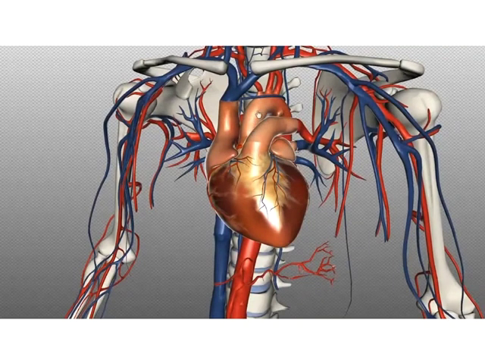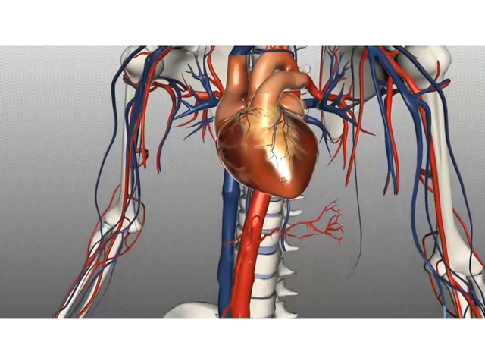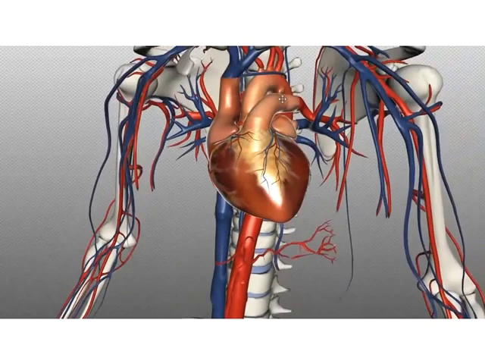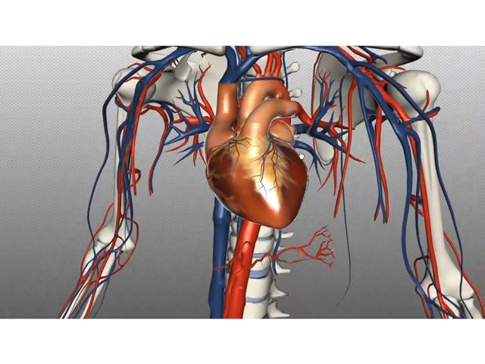So you've got this ascending portion, and then you've got this arch shape, so this is the arch of the aorta, and then you've got the descending aorta, so the section from the arch of the aorta to the point where it divides into the common iliac arteries, so down here. So that's the descending aorta. And then you can divide it into the thoracic and abdominal aorta.